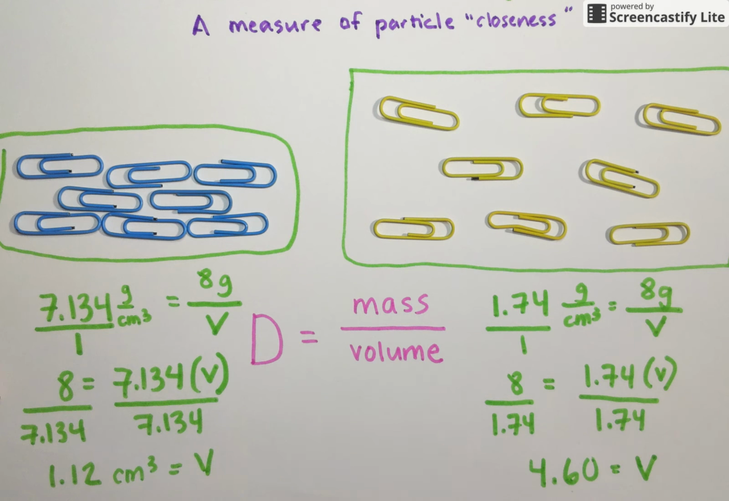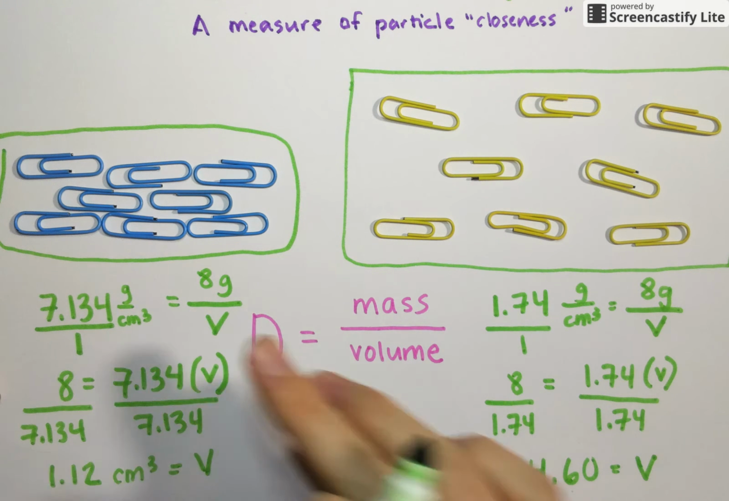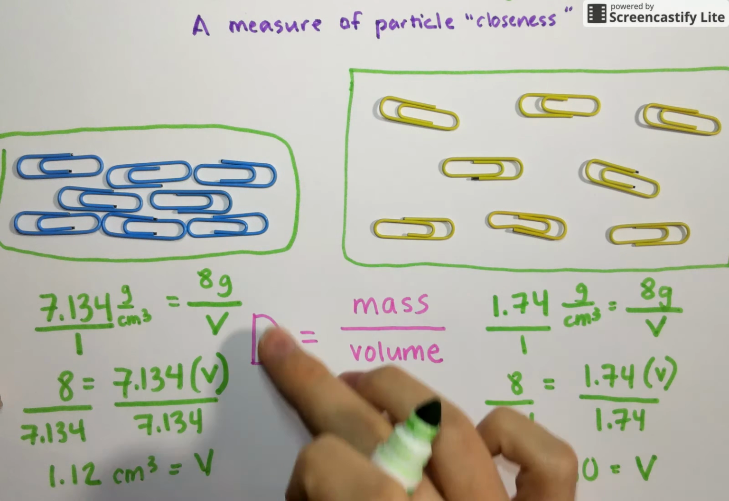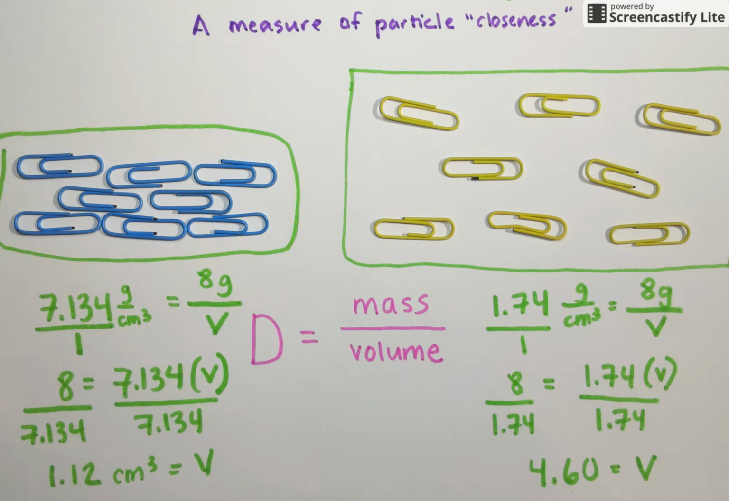Comparing these two numbers, it's easy to see that the denser material takes up less space when you have equivalent masses. So you can manipulate this equation in whatever way you need to, as long as you plug in your variables in the right place to show relationships between density, the amount of mass, and the amount of space a particular sample will take up.